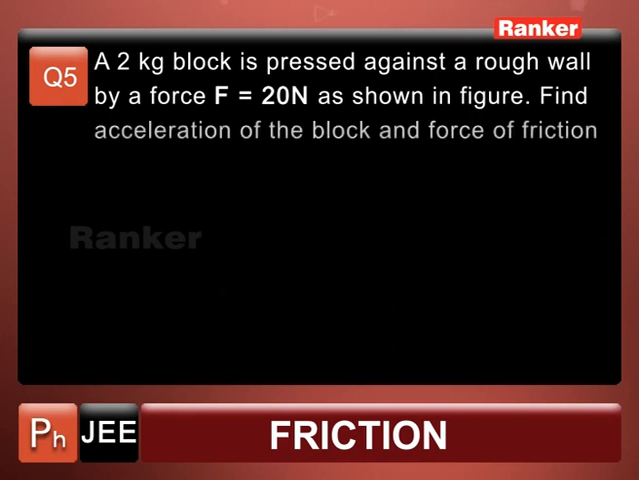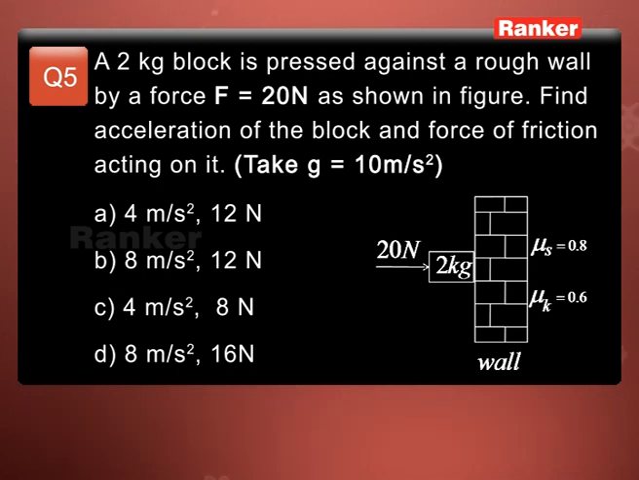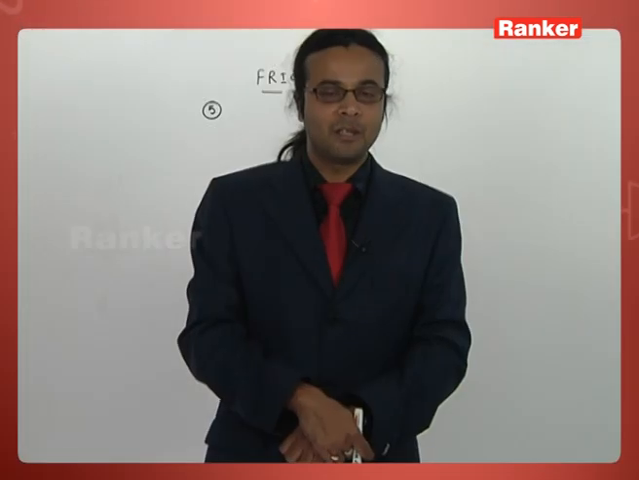Now next question is question number 5. A 2 kg block is pressed against a rough wall by a force F equal to 20 Newton as shown in the figure. Find the acceleration of the block and force of friction acting on it. Options are given as: A, 4 meter per second square, 12 Newton. Option B, 8 meter per second square, 12 Newton. Option C, 4 meter per second square, 8 Newton. And option D, 8 meter per second square, 16 Newton.